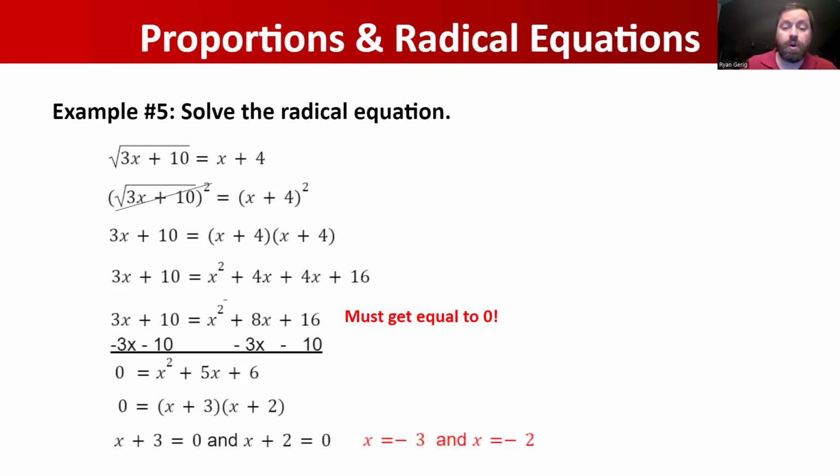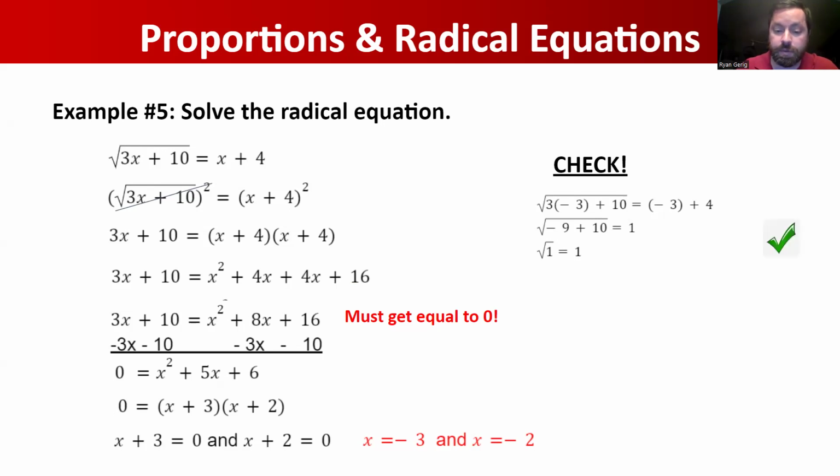With radicals, it's always important to make sure you plug them back in to check and see if they're actually solutions. Okay, so let's plug it in. Negative 3, do that first. 3 times negative 3 plus 10, so that's negative 9 plus 10. Negative 9 plus 10 is 1. The square root of 1 is 1. If I put negative 3 in on the right-hand side, negative 3 plus 4 is also 1, so they are equal. Works. Negative 3 works.